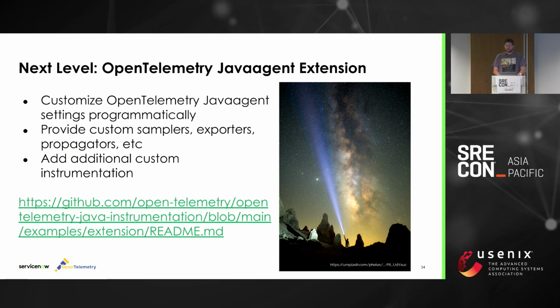Common use cases for extensions include programmatic configuration, custom SDK components, like a sampler or exporter, and custom instrumentation, for example, to add attributes or metric collection. If the Java agent doesn't do something that you want it to, there's a good chance you can make it work with an extension.